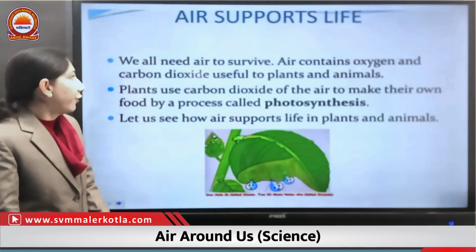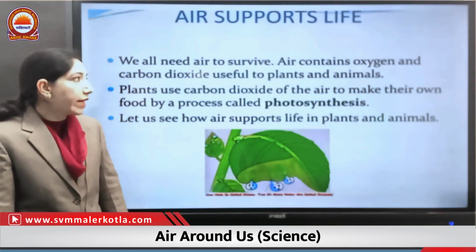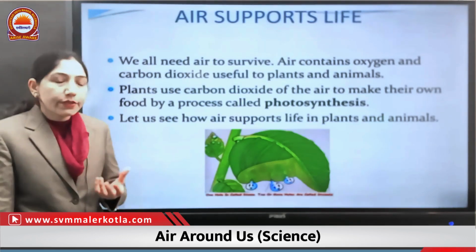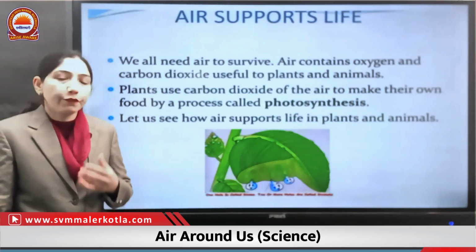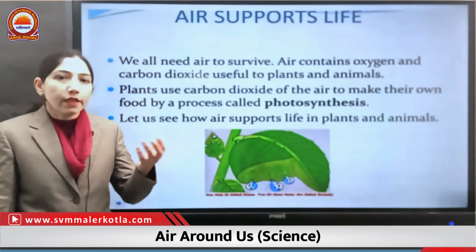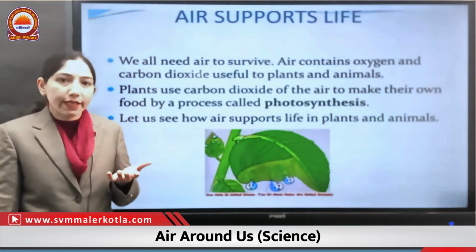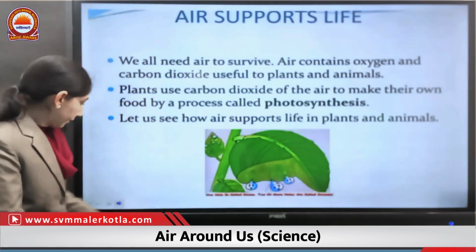Air supports life. We all need air to survive. Air contains oxygen and carbon dioxide, useful to plants and animals. Plants use carbon dioxide of the air to make their food by the process of photosynthesis. During photosynthesis they use carbon dioxide that is given out by us, and we can take in oxygen from the plants.